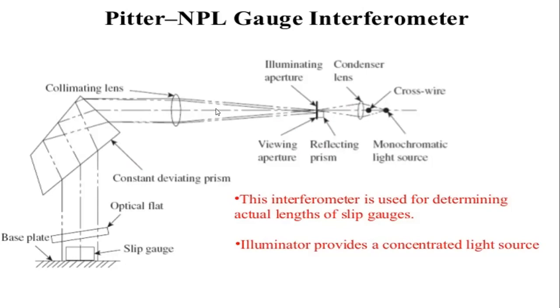And then the other parts are the same in both interferometers, that is, the NPL flatness interferometer and the NPL gauge interferometer. Both interferometers have been invented by the NPL only, that is, the National Physical Laboratory only.